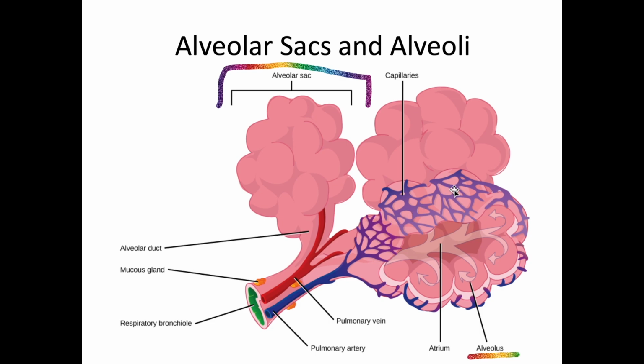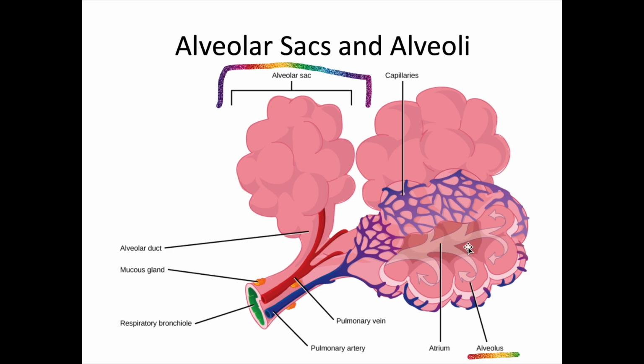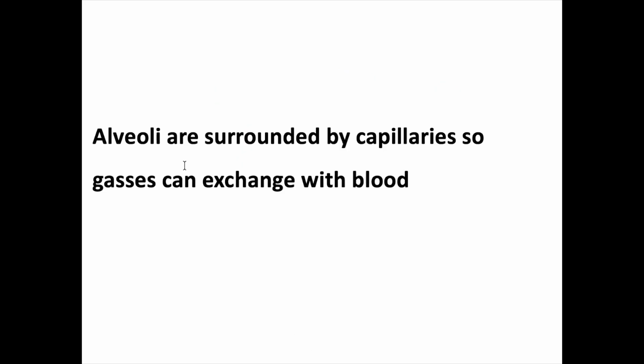Well, if we look at what covers the surface of these alveoli, it's blood capillaries. So the gas exchange that's happening, and remember that is obtaining O2 and getting rid of CO2, happens between the air that fills these sacs and the gases in the blood. These alveoli are surrounded by capillaries, so gases can exchange with the blood.